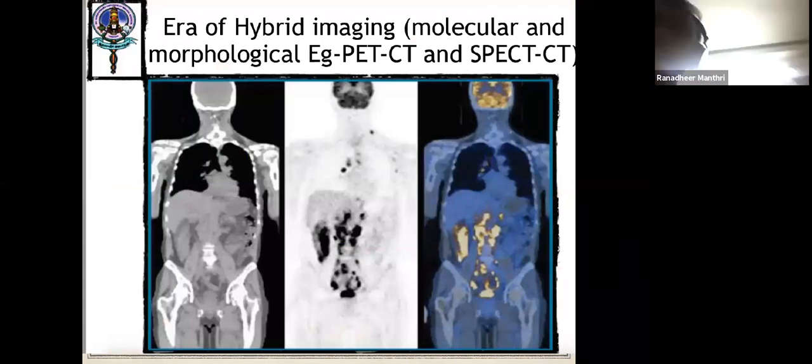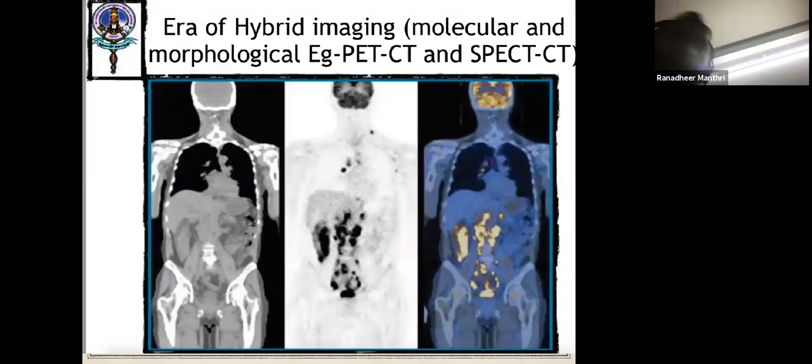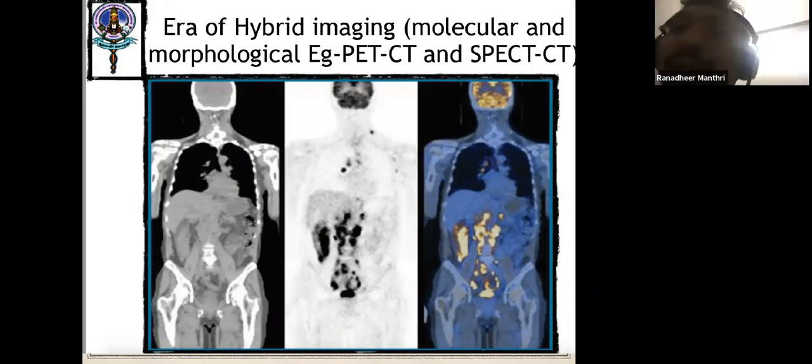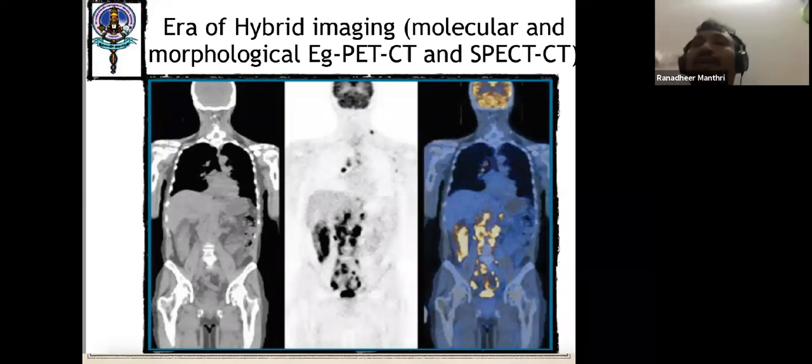Yeah, the era of hybrid imaging. The first one is the transmission scan, CT. Then the next one is an emission scan. The combination of transmission and emission scans fused will be PET-CT and SPECT-CT. The technique we are using presently is that the first CT will be done, then PET will be done, then there will be fusion.